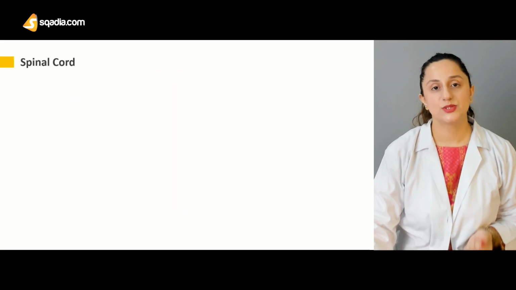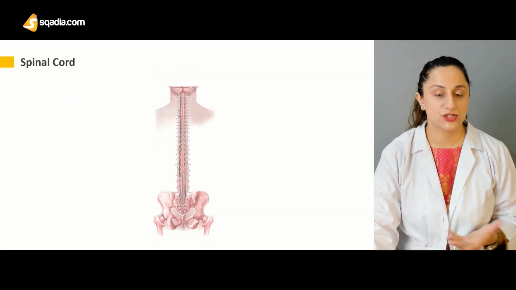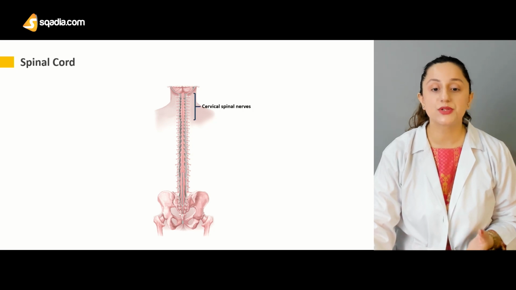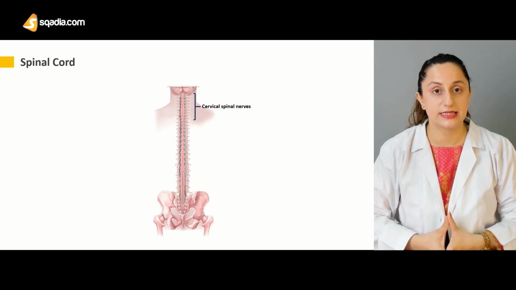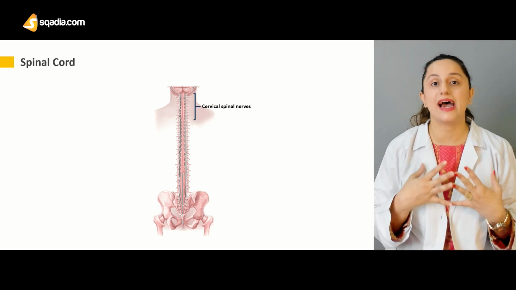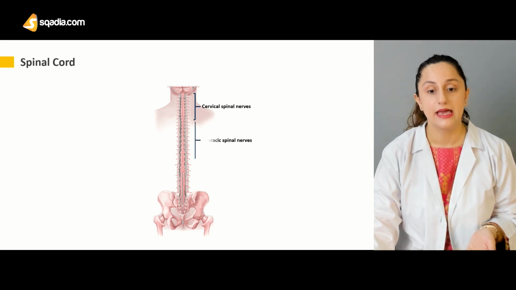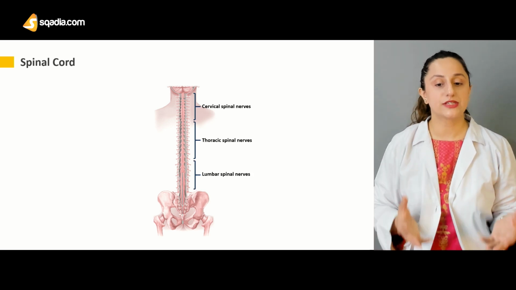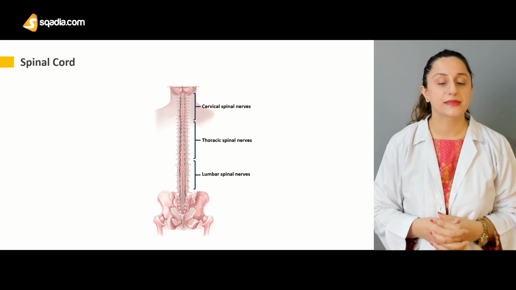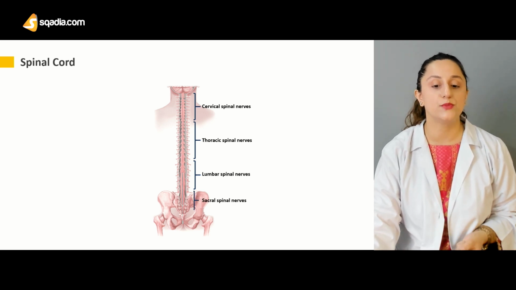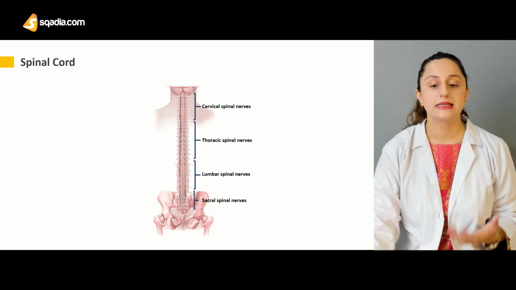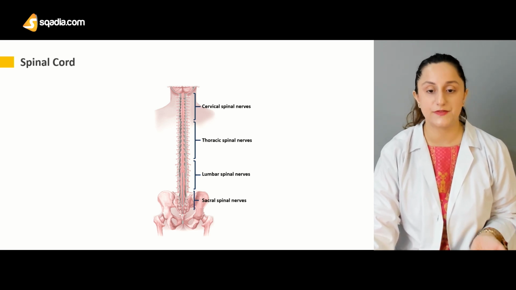Now, when we get into the details of the sections of the spinal cord, we must know that there are corresponding spinal nerves coming out of these sections. For instance, we have the cervical spinal nerves, the thoracic spinal nerves, and then, of course, from the lumbar segment, we have the lumbar spinal nerves proceeding down. Moving on, we have the sacral spinal nerves accordingly.